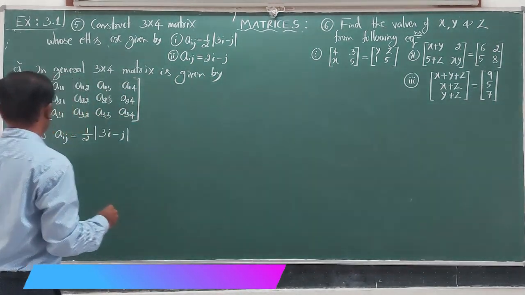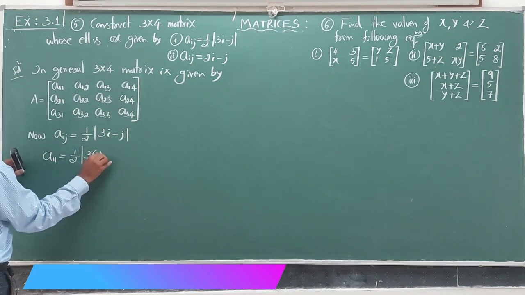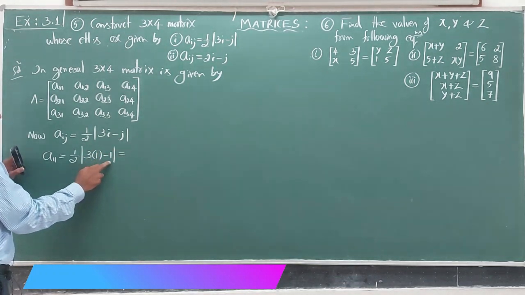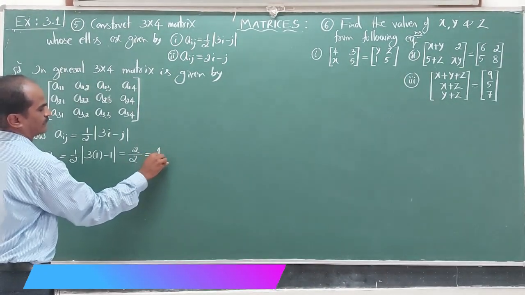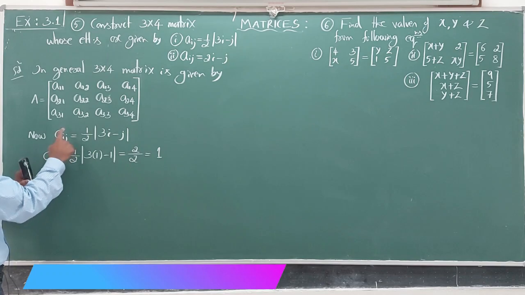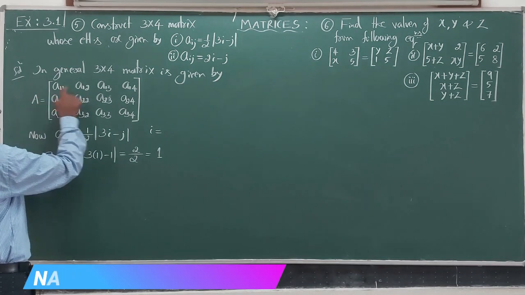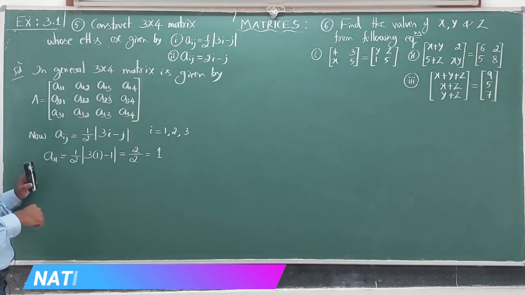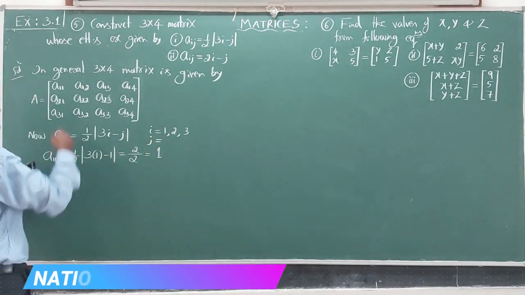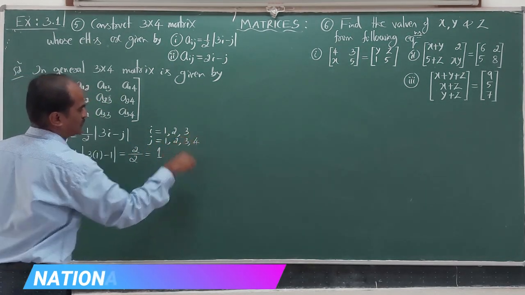Now let me start. A11 is 1 by 2 into modulus of 3 times 1 minus 1. It is 3 minus 1, 2. Modulus of 2, 2. 2 divided by 2, that is equal to 1. Here, remember the values of i and j varying from what to what? How many rows are there? 1, 2, 3 rows. Therefore, i takes the value from 1 to 3. What about j? Number of columns 1, 2, 3, 4. So, it takes the value from 1 to 4.